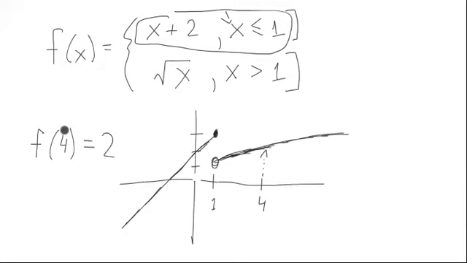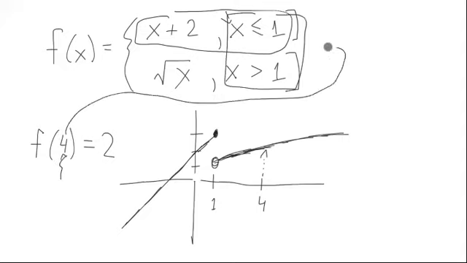Another way of doing that is to think of this as a filter. When x comes into the function, the first thing it does is go to the filter, and the filter says which way we're going to send it: to this part of the machine or that part. So the x value 4 comes in, and it asks, less than or equal to 1? Nope. x greater than 1? Yes, that one. So we put 4 into the square root. It's 2.